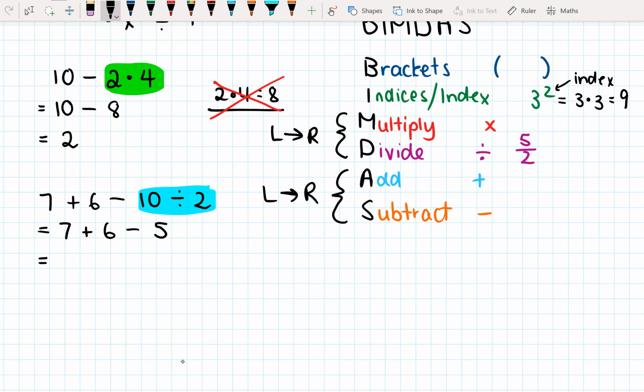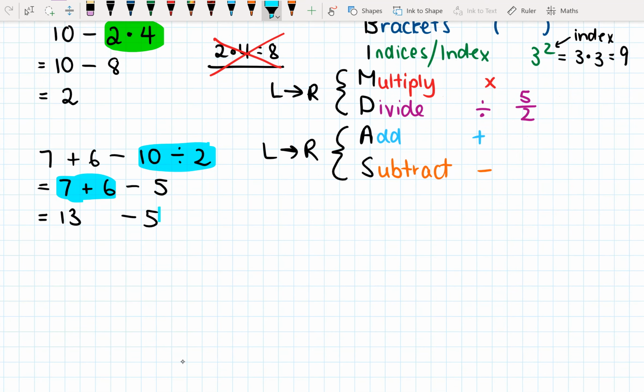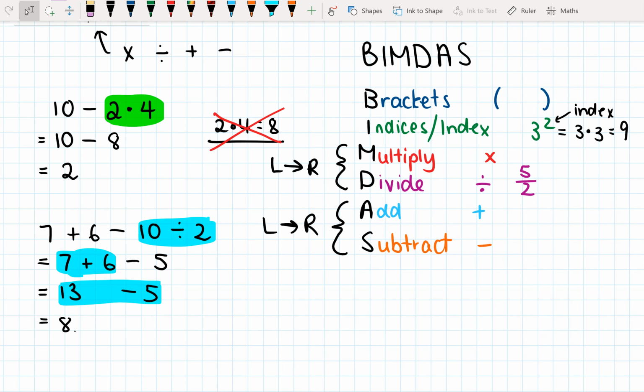Okay, so here we're going to start with whatever's on the left, because all that we have left is addition and subtraction. On the left is 7 plus 6, so that's the first thing we're going to replace here. So 7 plus 6 is our first step. 7 plus 6 is 13, and then the minus 5 just stays like it is. Okay, now we can look at 13 minus 5. That's all that's left, and we know that we get an answer of 8. Okay, so this is how BIMDAS works. This is how the order of operations works.